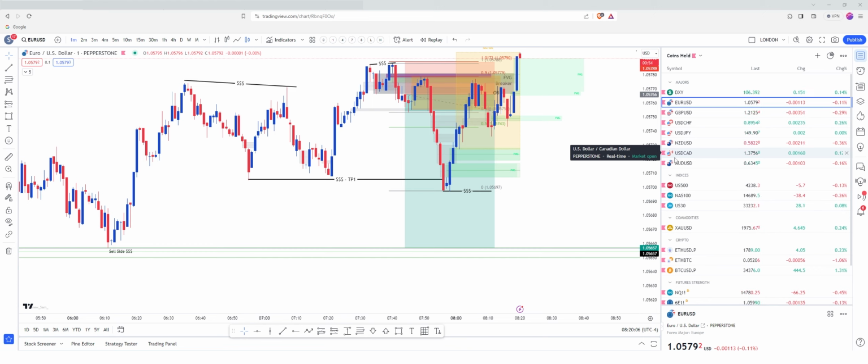So I have a 3 trade rule. I'll take a maximum of 3 trades in the day. 2 winning trades and I'm out. 2 losing trades and I'm out. So that's my two winning trades done and dusted. Pretty good session, to be fair.